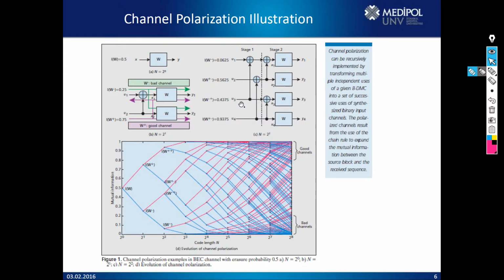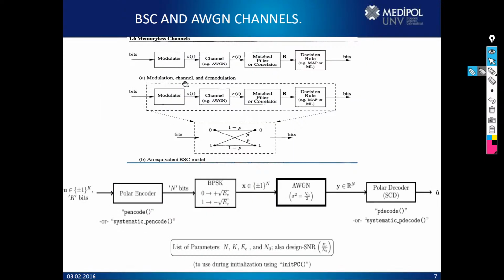And this is a simple example showing you a binary symmetric and additive white Gaussian noise channel. So when we say memoryless channel, there is no multipath, there is no time dispersion, there is no frequency dispersion, no time selectivity, no frequency selectivity. You are talking about a simple basic wireless channel, like an additive white Gaussian noise channel.